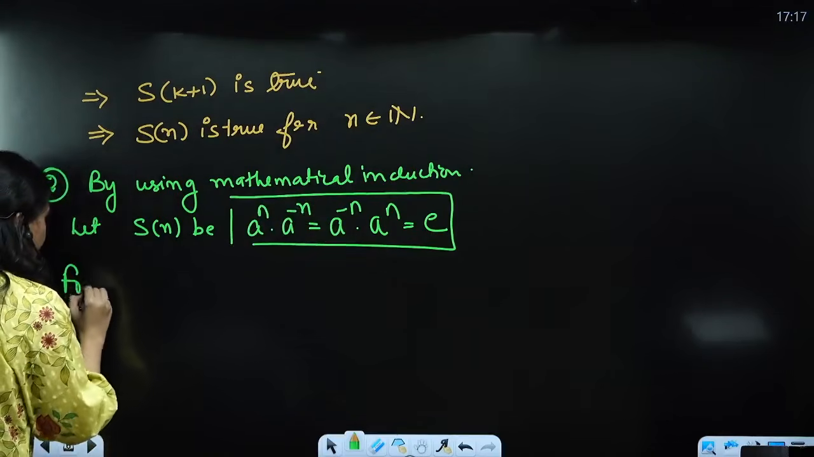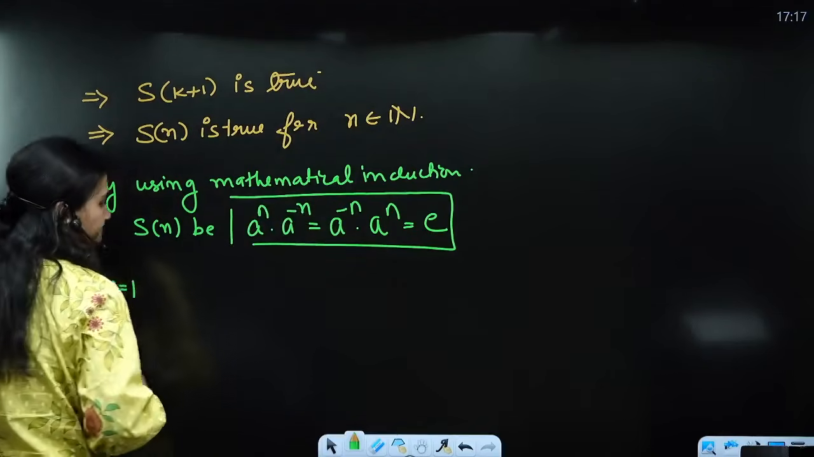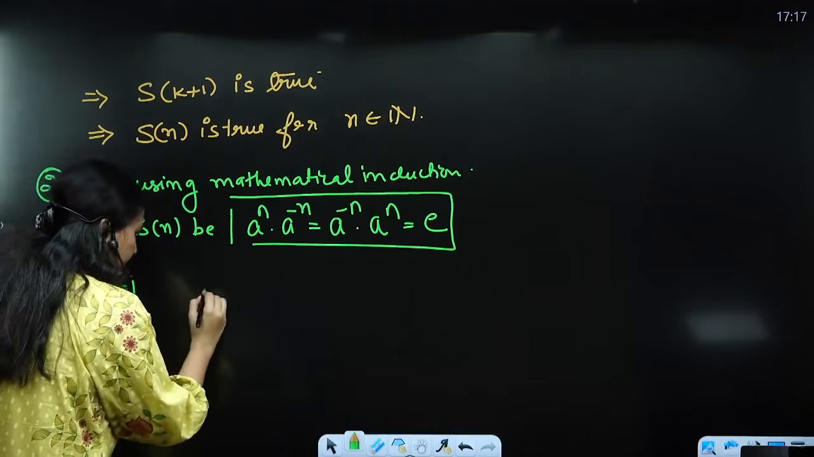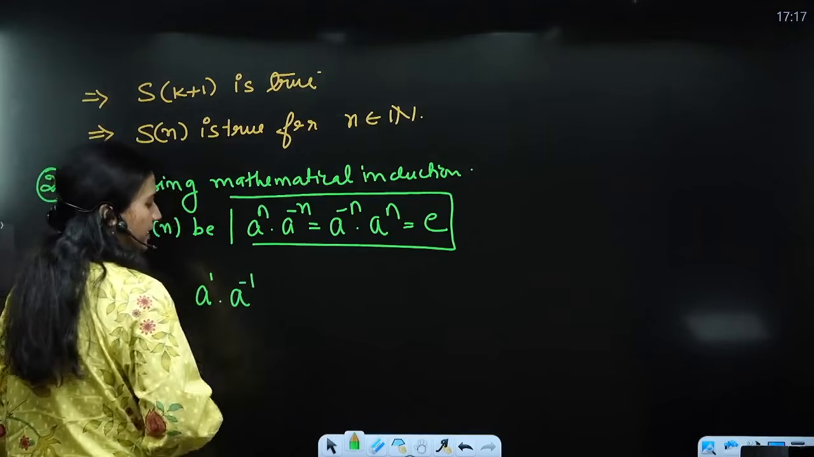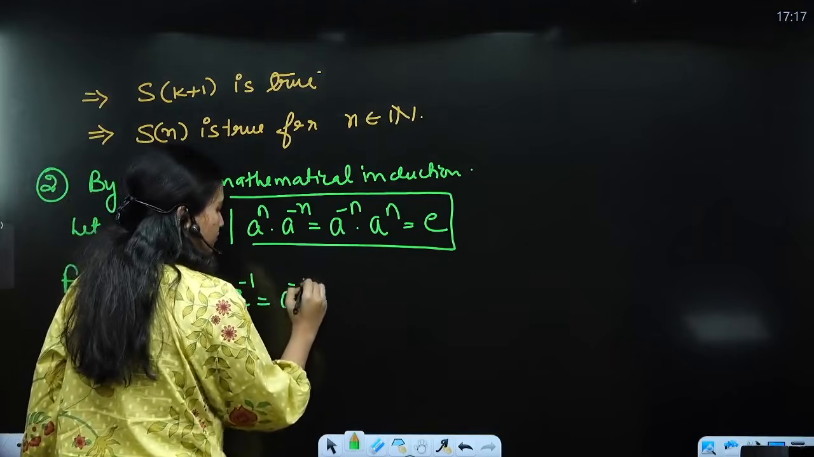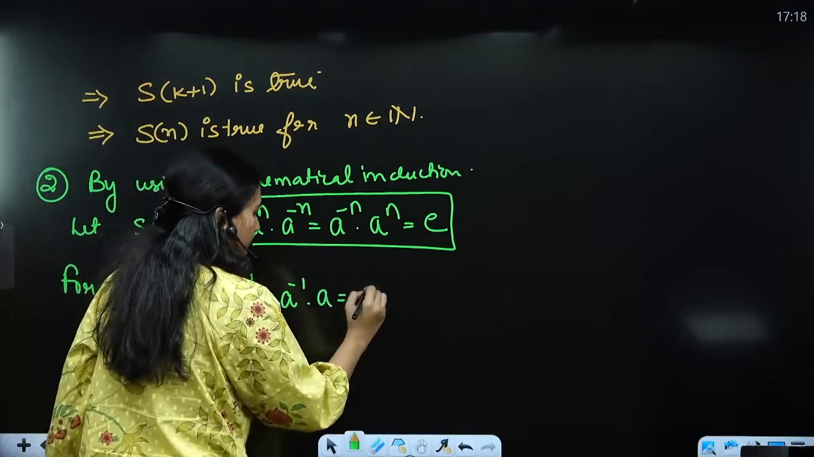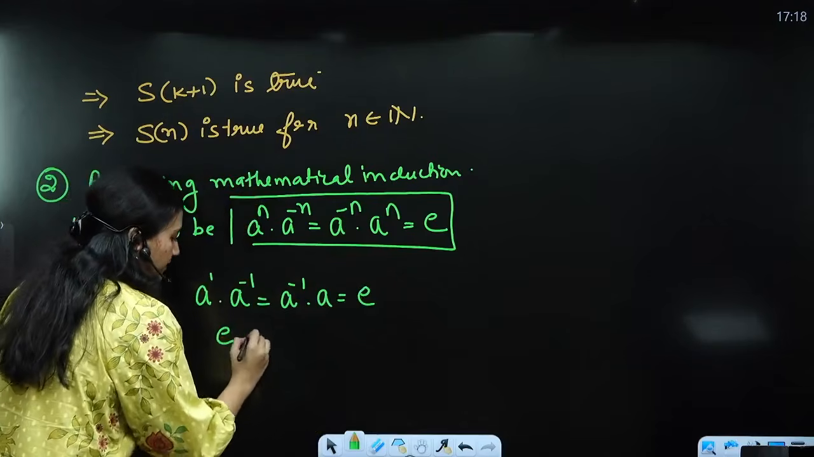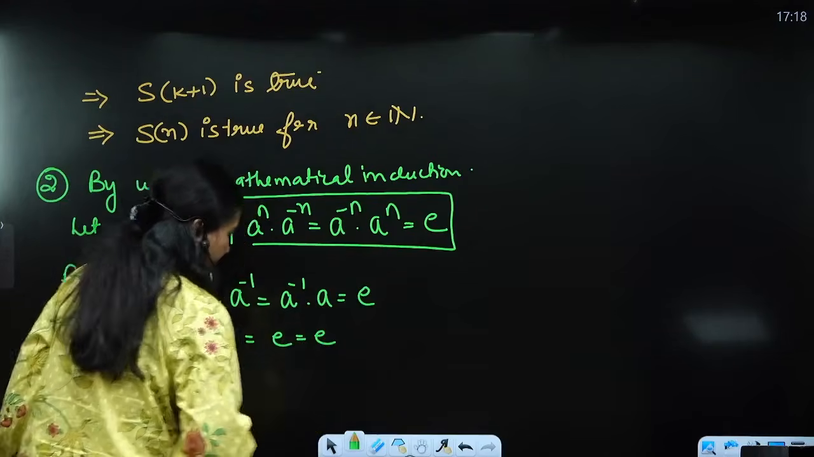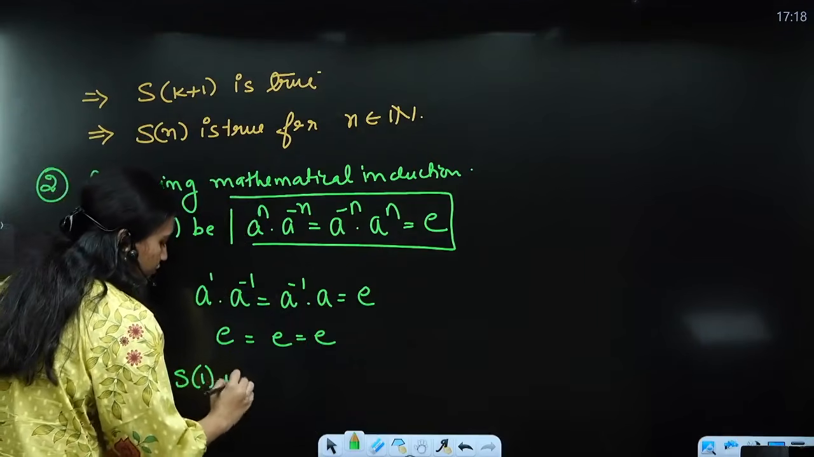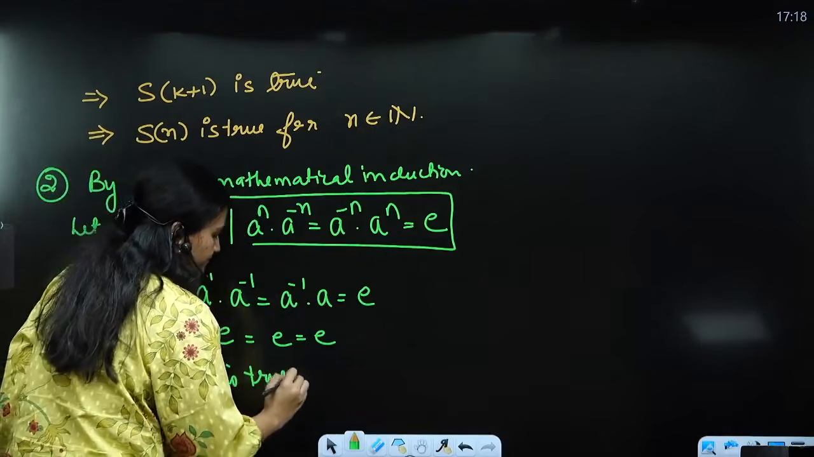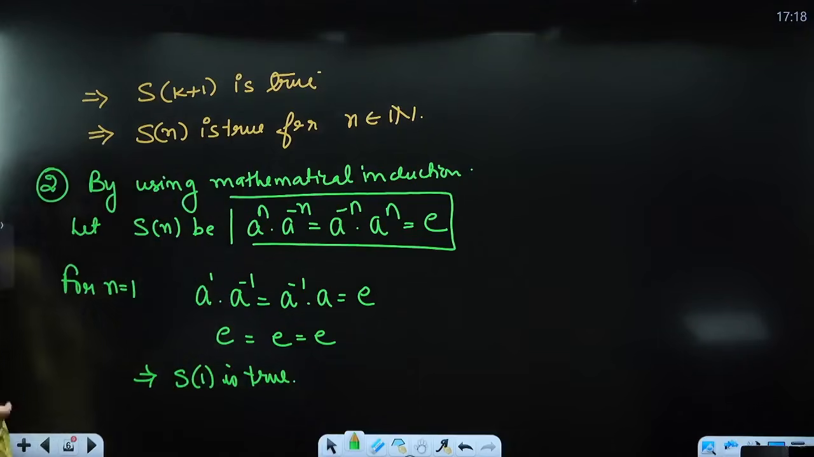Now, for n equals 1. For n equals 1, A raised to the power 1 dot A raised to the power minus 1 equals A raised to the power minus 1 dot A equals E, which is nothing but E equals E. So this implies that S1 is true. Any problem till here? Right?